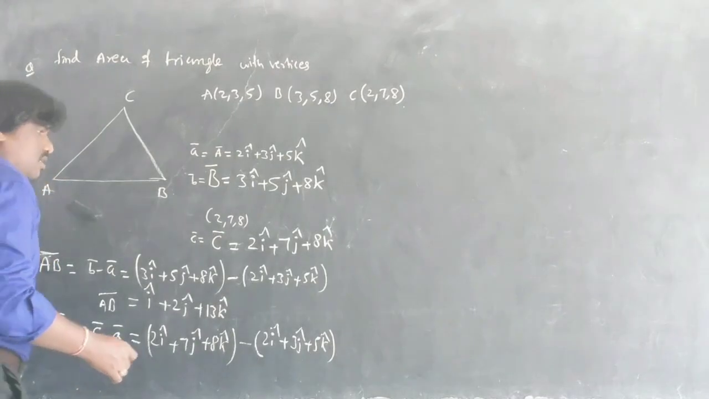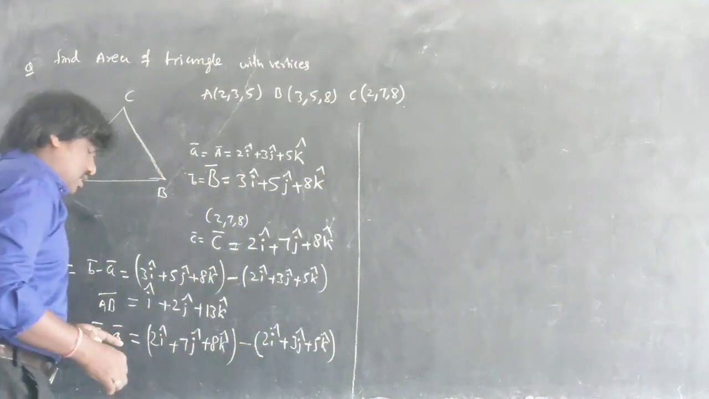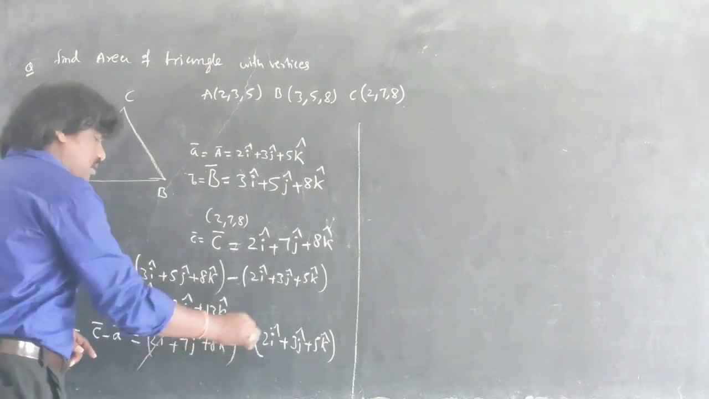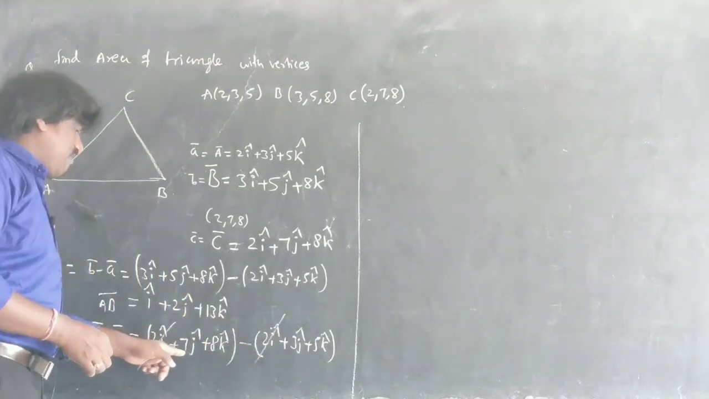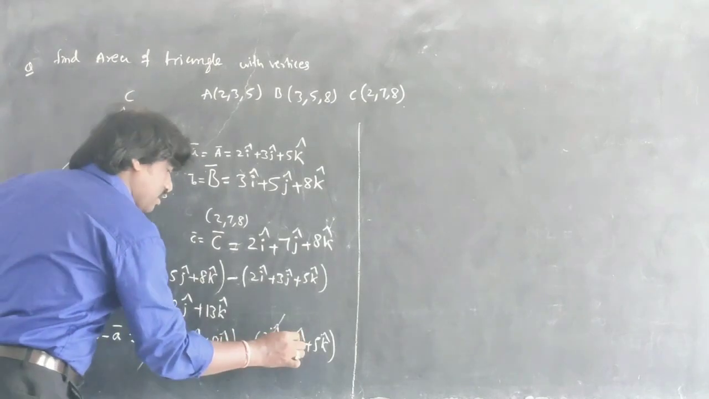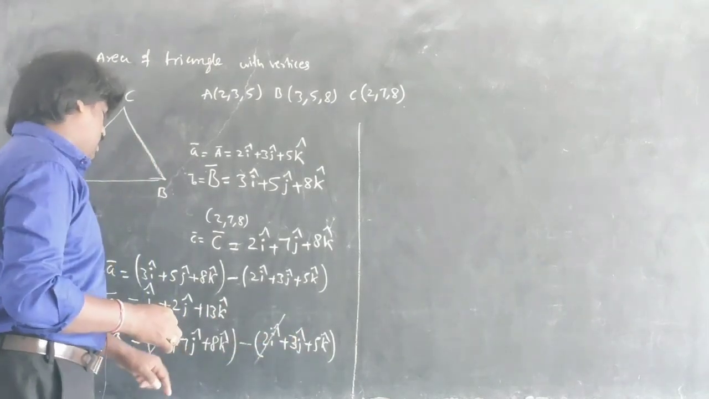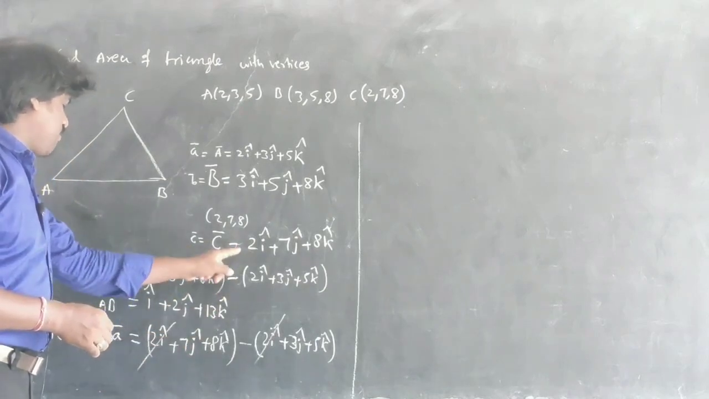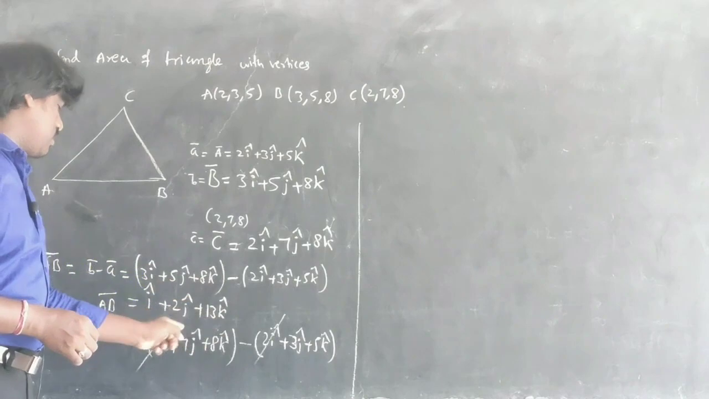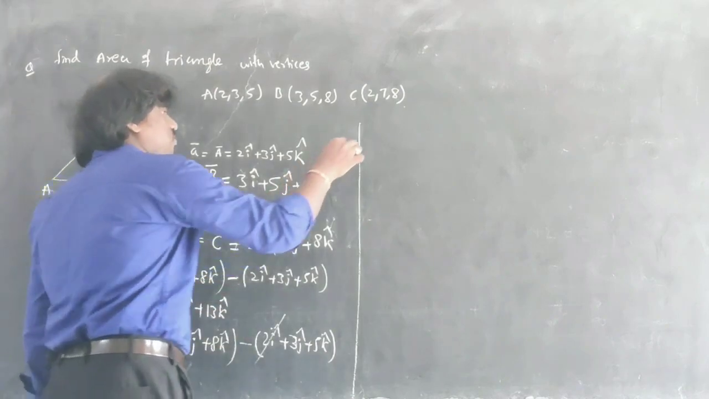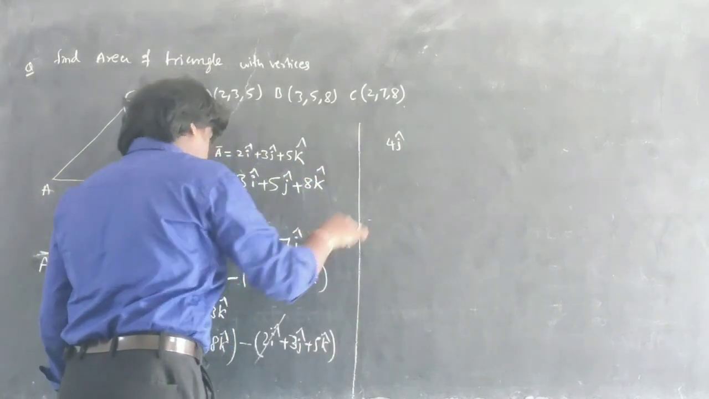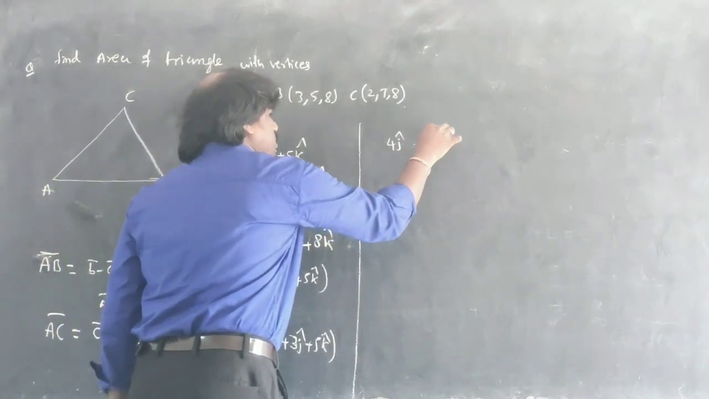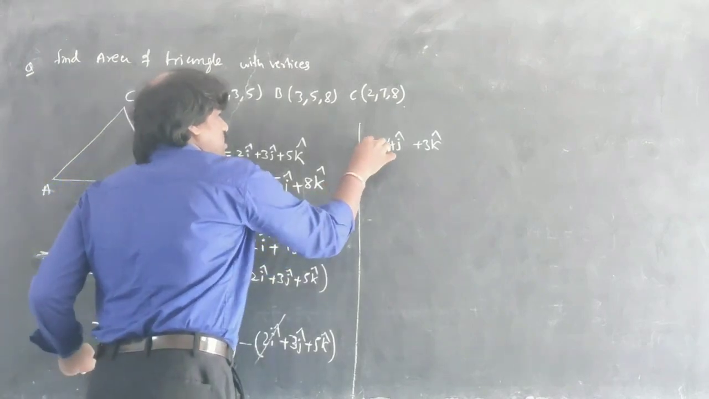Now what I have to do here is find the subtraction of these two. That is 2 minus 2, the 2i cap cancels out, that is 0. Then 7 minus 3, that is 4j cap. Hope you understand, I wrote C vector minus A vector. And 8 minus 5, that is plus 3k cap. This is what you get as the AC vector.